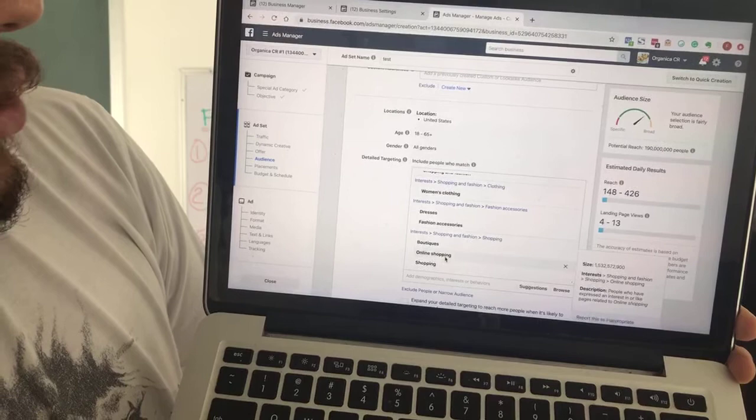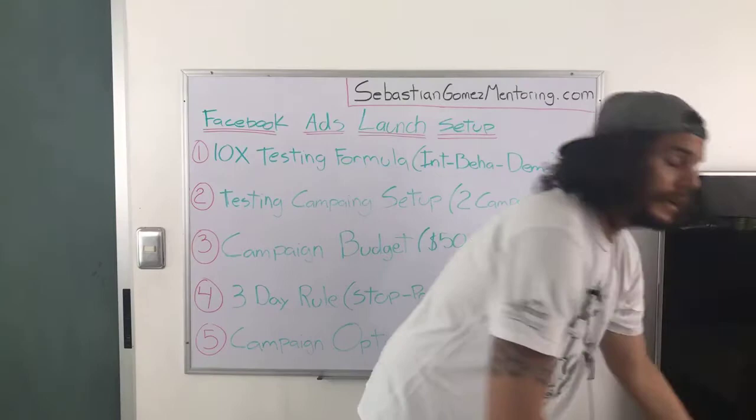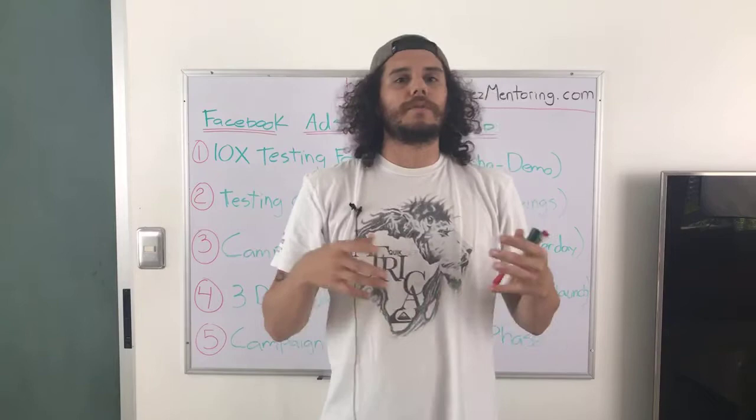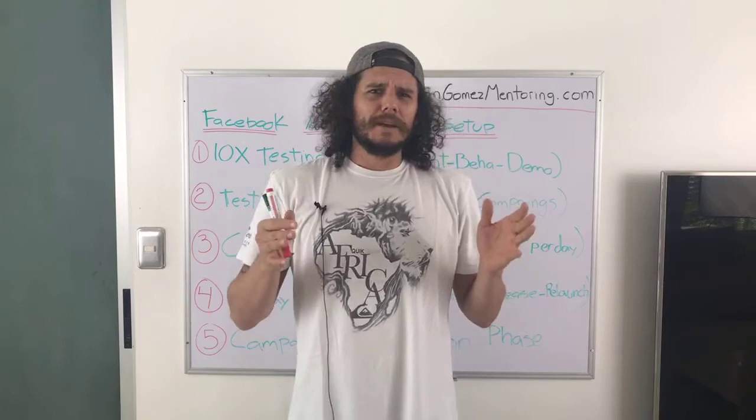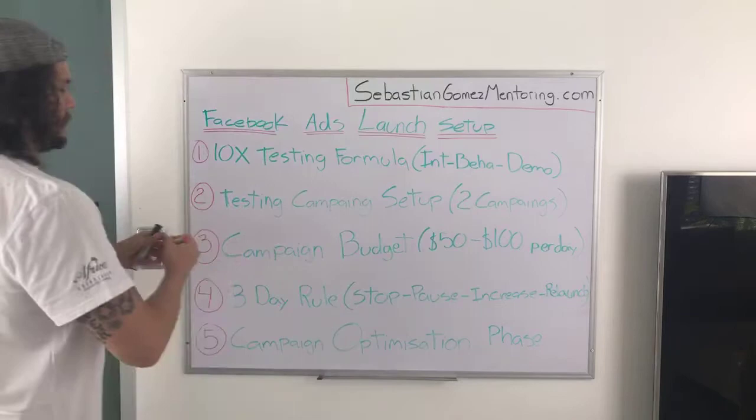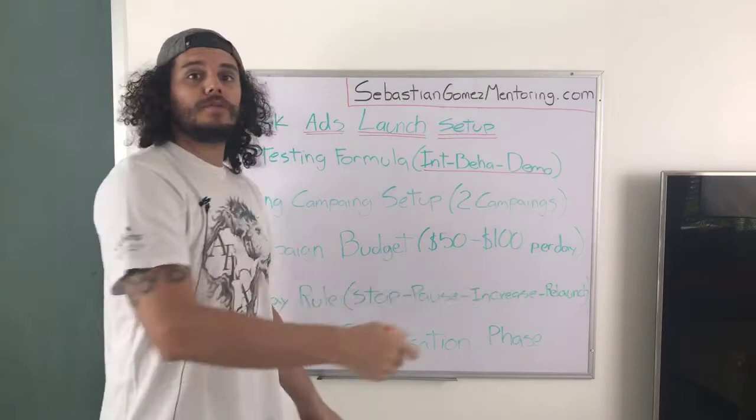So the most important thing about this 10X testing formula is that it's just a standard that you can implement in your business, on your store, in your personal brand, whatever. This is just a principle that I created for myself to have structure and a flow to start launching ads. So we're talking about interests, behaviors, and demographics, which is what I already showed you in the detailed targeting on site, in the ads manager.